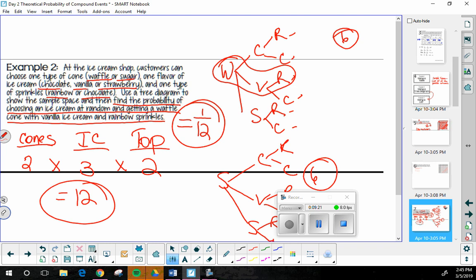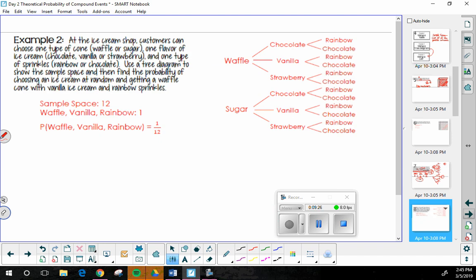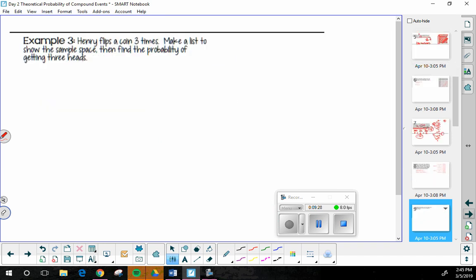Okay, so that's one way to figure out what your sample space is. And then another way, there's a nice, neater version of it. And then another way is to make a list. But here's what I found. I can make a list, but I'm going to do it by making a tree diagram because it helps me keep my work neat. So this says Henry flips a coin 3 times, make a list to show the sample space, then find the probability of getting 3 heads. So it's not just 1. What's the probability of getting 1 head? It's 1/2, right? So we're going to figure out what the probability is of getting 3 heads in a row.